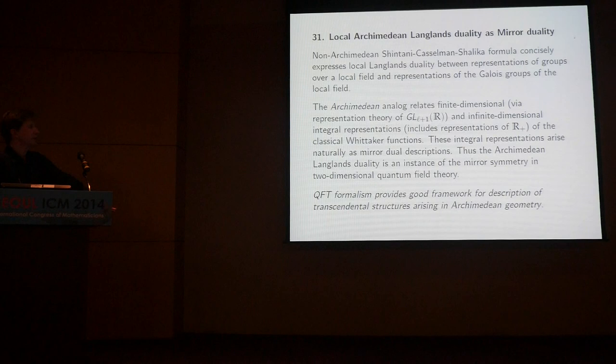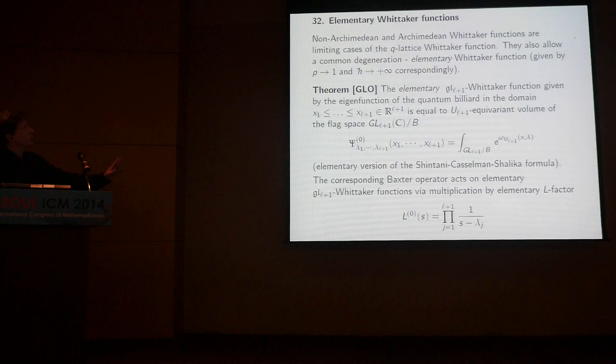But it's not all, because we used interpolation, but actually we can use common degeneration. Both the non-Archimedean and Archimedean Whittaker functions have a common degeneration, which we call the elementary Whittaker function, which is given by two limits. And this limit is very simple and very easy to formulate. Under degeneration, the total theory turns into the quantum billiard. The eigenfunction of the quantum billiard is equal to the symplectic volume of the flux space. This is a very simple, very direct formulation. And we have, of course, an analog of the L factor, which is very simple.